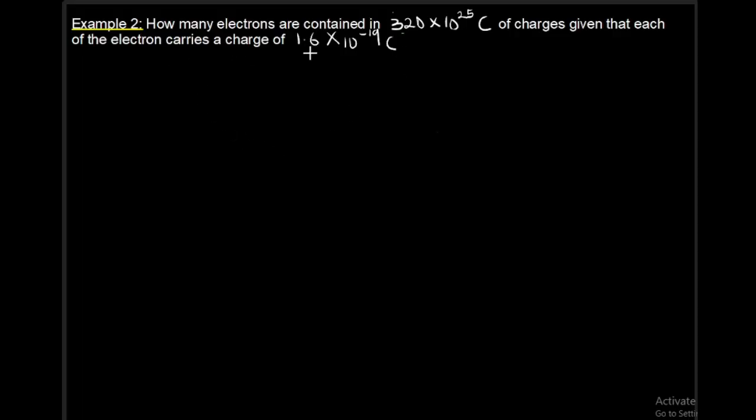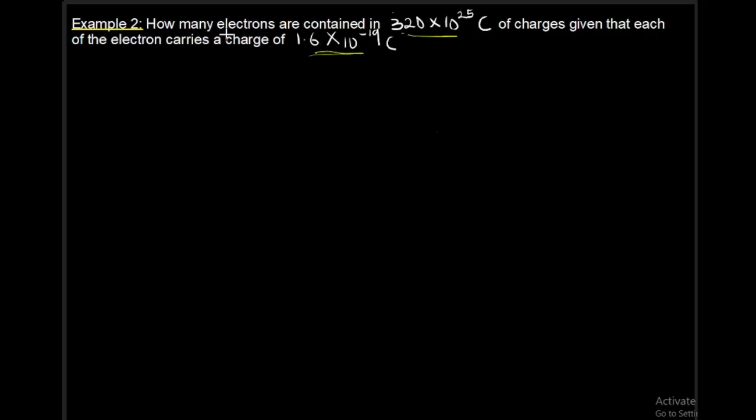Now looking at this question here, it says how many electrons are contained in 320 times 10 raised to power 25 coulombs of charges, given that each of the electron carries a charge of 1.6 times 10 raised to power minus 19 coulombs. Again, they said how many electrons?